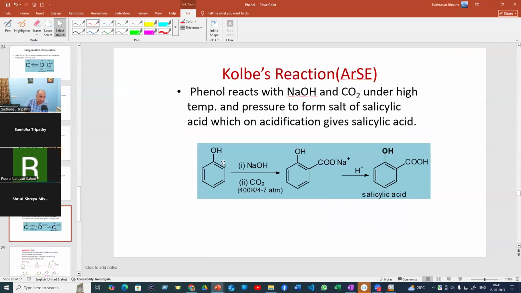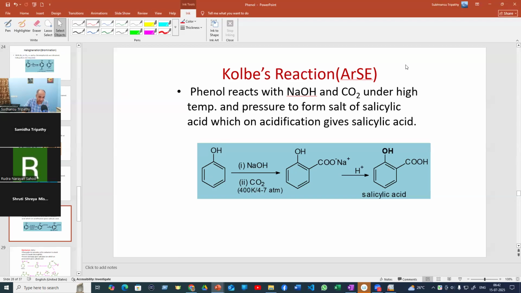Kolbe's method is another way to get carboxylic acid. Here, you first make the sodium salt by using sodium hydroxide and then bubble carbon dioxide at a high pressure, 4 to 7 atmosphere, with high temperature, 400 Kelvin. Then O minus will go for an ortho attack on carbon dioxide, where one of the C double bond O is polarized to O minus. It becomes sodium salicylate, and acidification will give you salicylic acid. So Kolbe's, not Kolbe's electrolytic method, simply Kolbe's reaction.